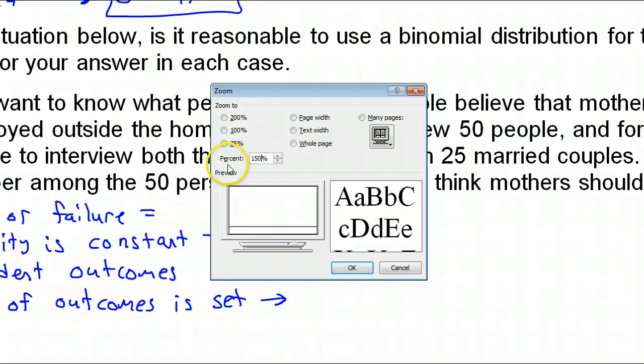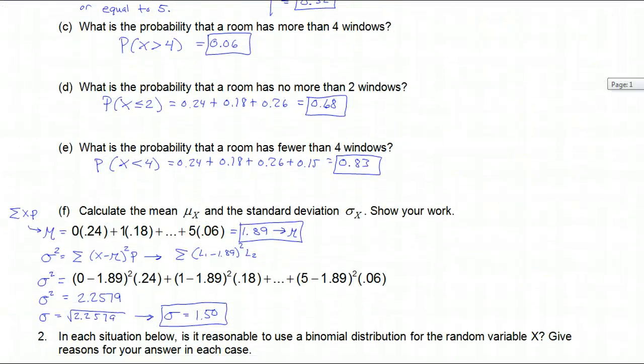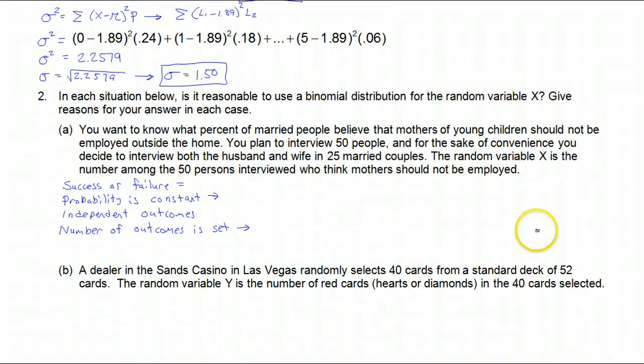Plus, let me zoom out so I can see it all at once. Look at that good work we've done, people. That's beautiful. All right, well, this first one is really close to being a binomial situation. It hits on everything except for one. There's a success or a failure: either they think mothers should be employed or not. Probability is not mentioned, but whatever the percentage is, that's the probability. So it's not really a problem that probability isn't specifically mentioned. Even the number of outcomes is set. They're going to interview 50 people.